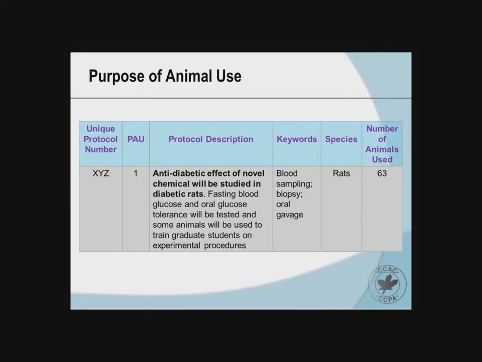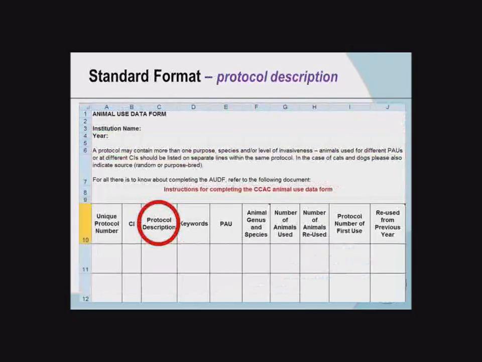Again, rarely, it's possible to have 2 purposes of animal use in a protocol if they're clear parts of the protocol. But for the sake of clarity, both at the institution level and for CCAC, it's much easier to have two separate protocols with different purposes of animal use.